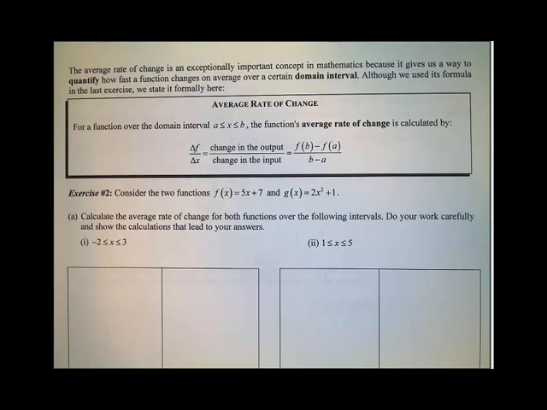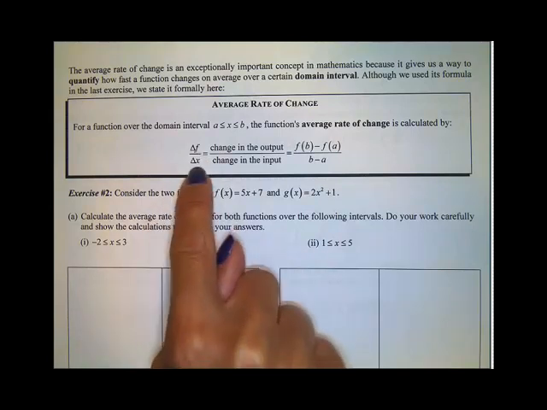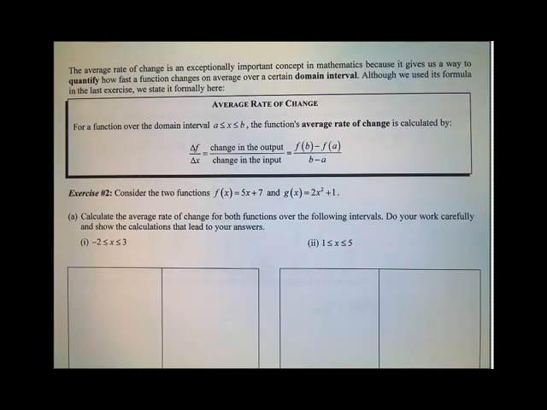Although we used its formula in the last exercise, we state it formally here. Change of f over change of x, which is the same as change of y over change of x. Change in the output over change in the input, or f of b minus f of a over b minus a. Consider the two functions f of x and g of x. Calculate the average rate of change for both functions over the following intervals. Do your work carefully and show the calculations that lead to your answers.